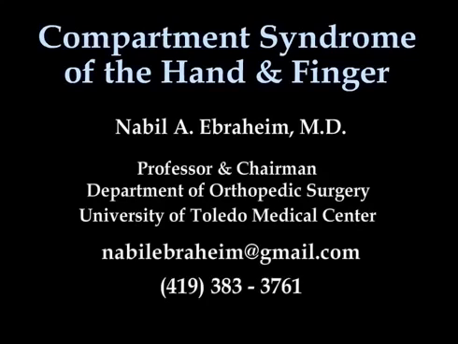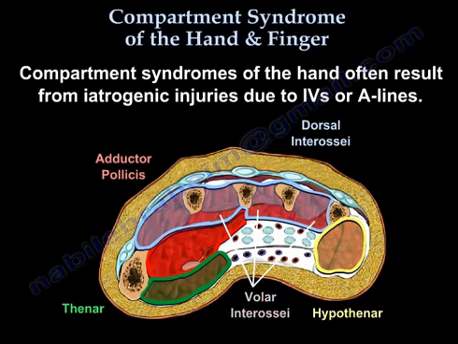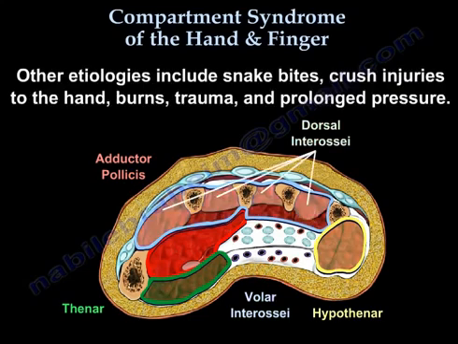Compartment syndrome of the hand and finger. Compartment syndromes of the hand often result from iatrogenic injuries due to IVs or A-lines. Other etiologies include snake bites, crush injuries to the hand, burns, trauma, and prolonged pressure.